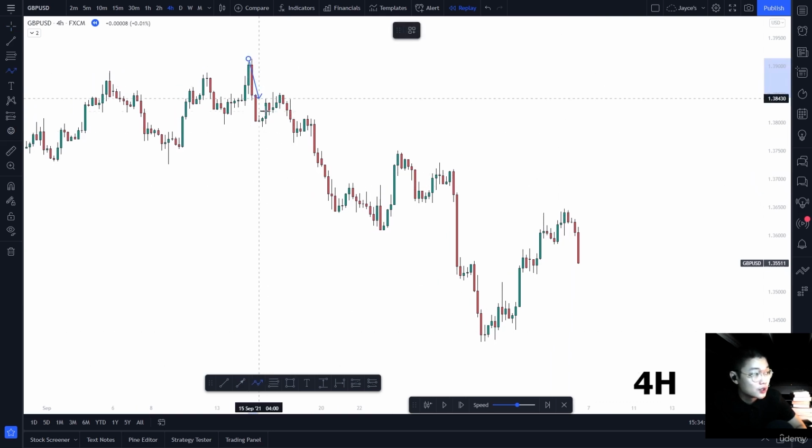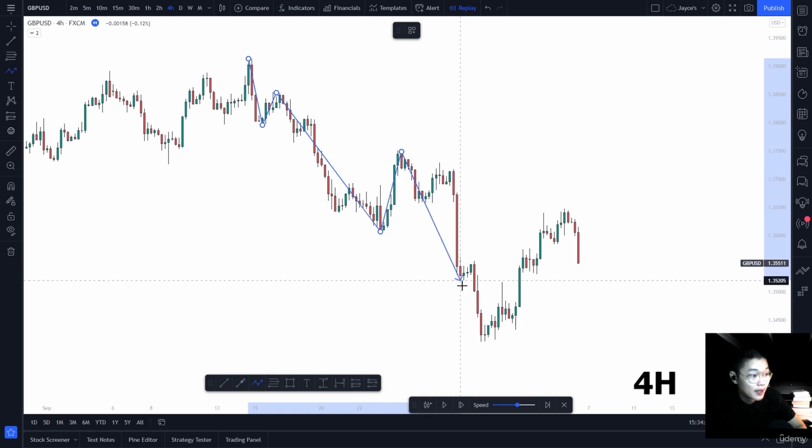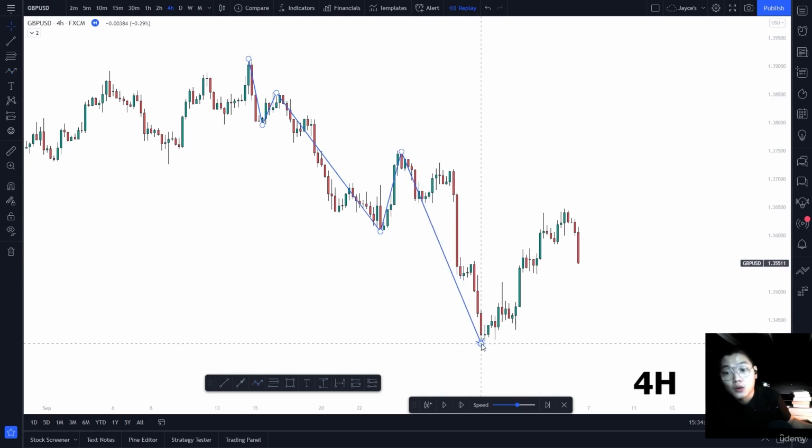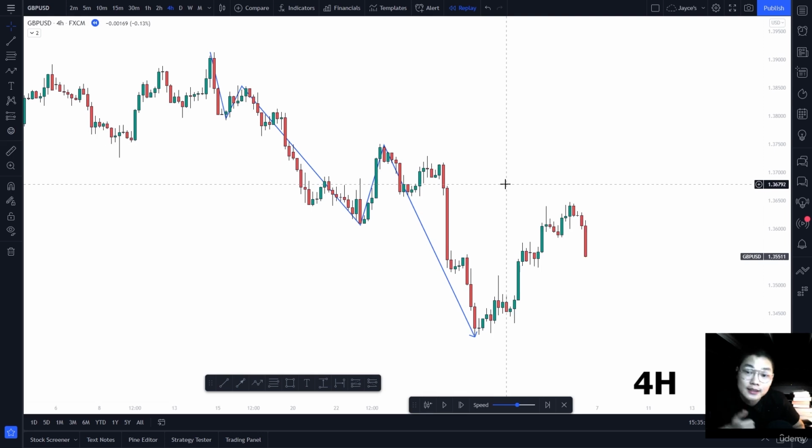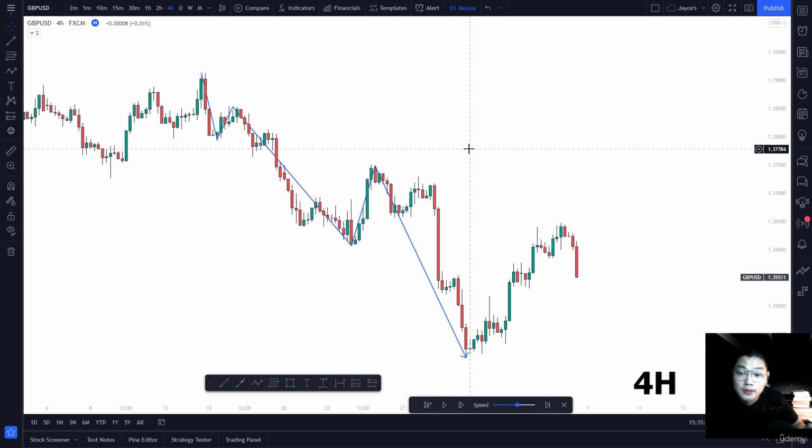define the structure of the market from the left side to the right side. You can see that the market now is making lower lows and lower highs. It means that price is now in a down movement. And when you can define the structure of the market, step number 2 is to define where the strongest supply zone in the 4 hours time frame is for this down movement.